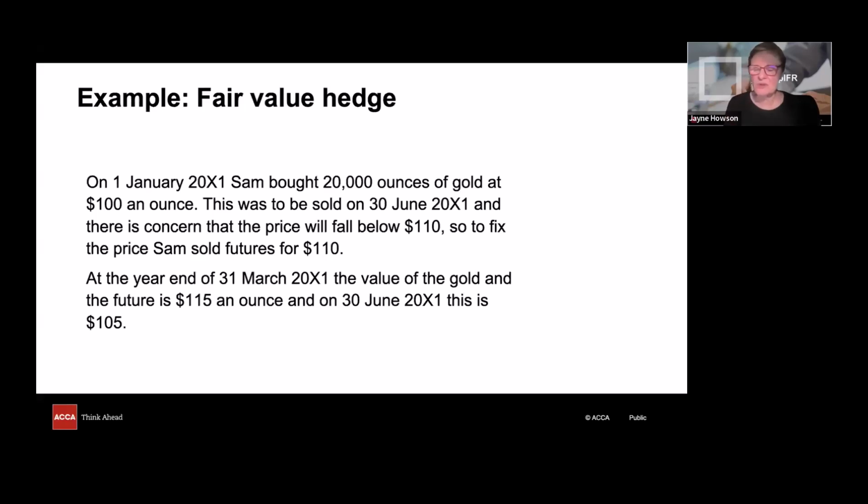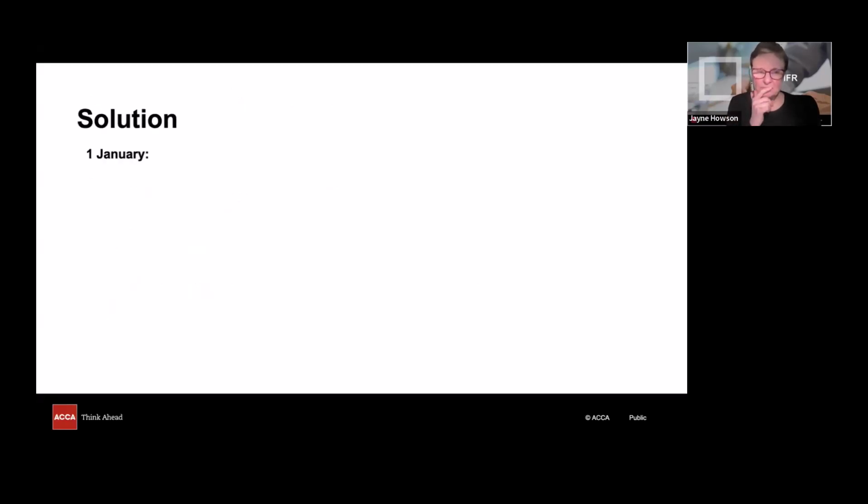Now let's work through the journal entries. On the 1st of January, we said before that a derivative is something that has very little or no initial value. I'm not told I've paid anything for this future at all, so it's got no value partway through the year. But I am going to record the purchase of $2 million worth of gold, 20,000 ounces at 100.